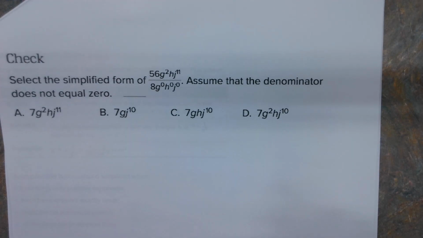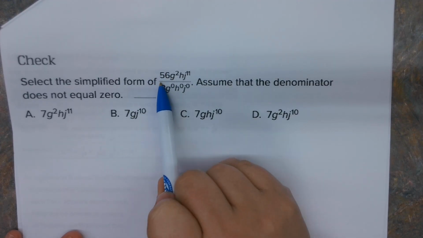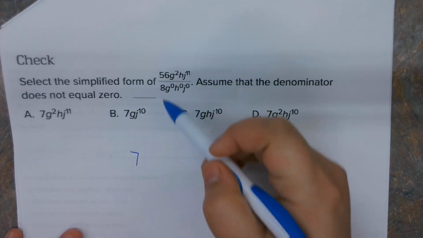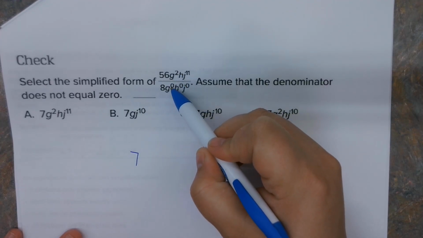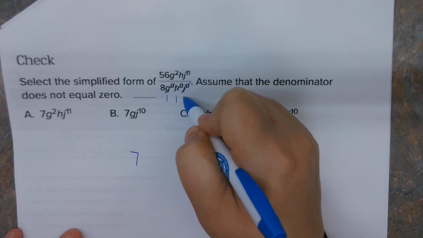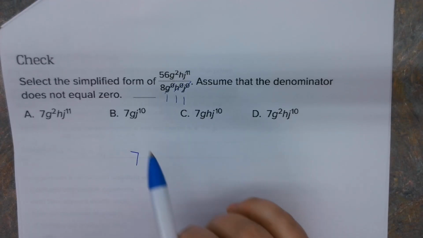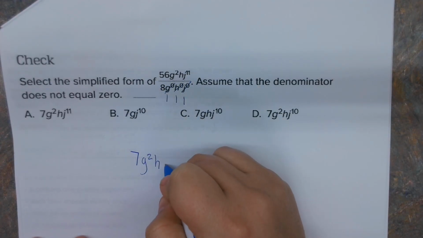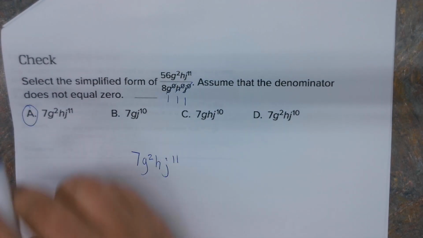Ready? Okay. Hopefully you paused the video and tried this. I'm going to start with 56 divided by 8. That's 7. I've got g to the second. You can go minus 0. It doesn't do anything. Or that turns into 1. That turns into 1. That turns into 1. So it doesn't really change anything. So I'm taking all this stuff from up here and it stays the same. G to the second, h, j to the 11th. That gives me the answer of A.